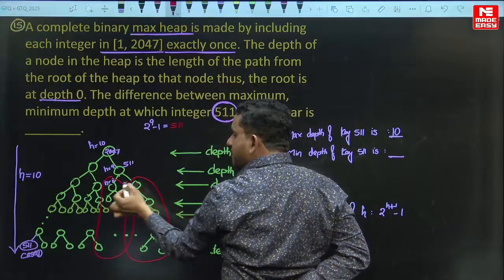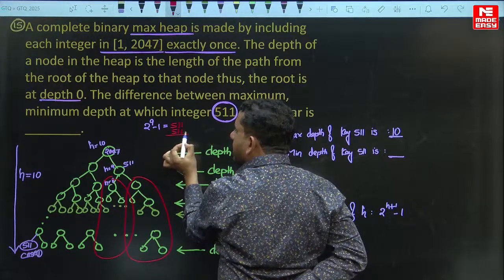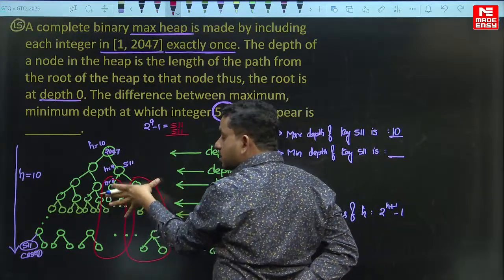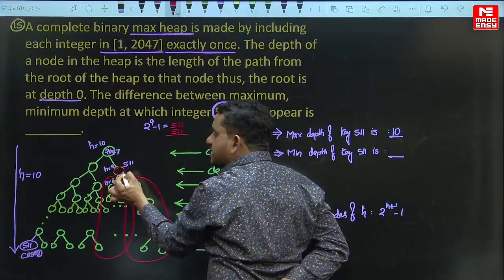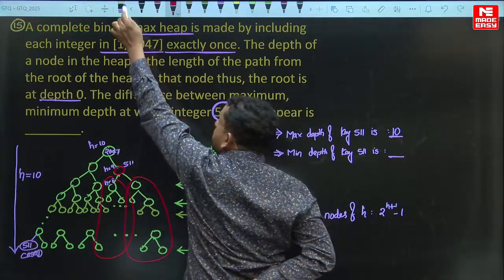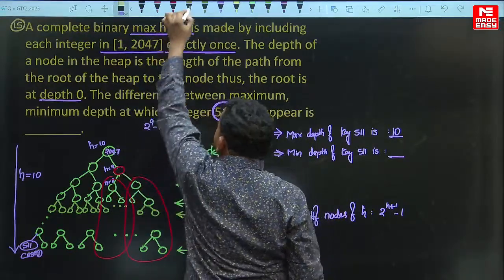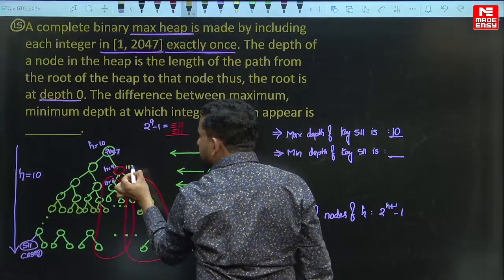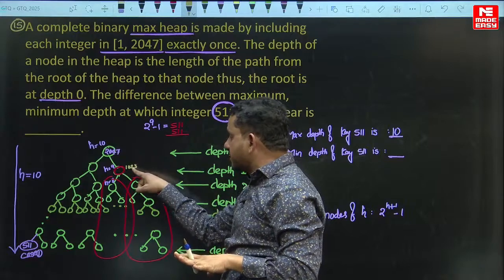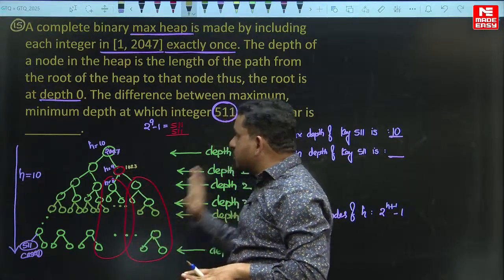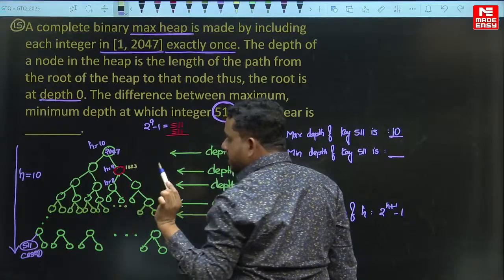511 plus 511 is 1022 keys. This key should be greater than those 1022 keys, so in the worst case it can be 1023. Less than 1023 is not possible here. It means that 511 can't be at depth 1.